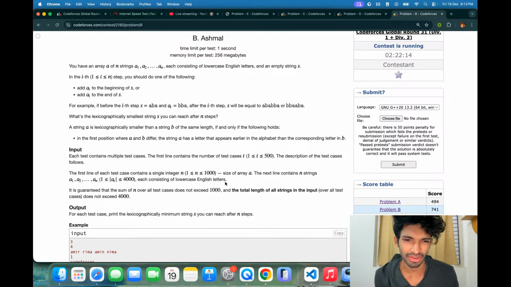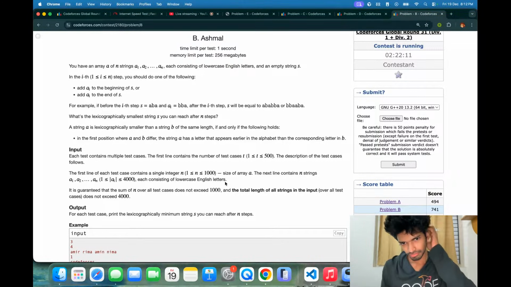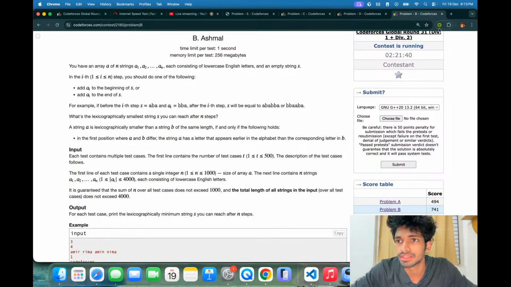So n square should be fine, right? At each step, you check either of them, whichever is smaller, and then you just submit that. N square should be fine, is it? At each step, you compare two strings. I don't get it.